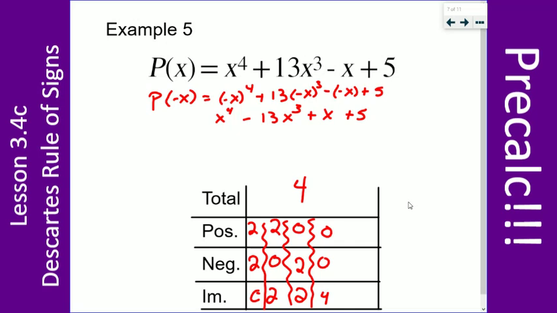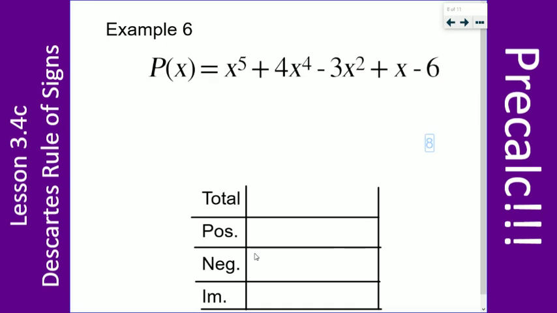Okay? So we want to come up with all those possible sets of solutions. And remember, each of these columns is its own set of solutions. You can't have both of these at the same time. There's never going to be a single function where it has 2 positives, 2 negatives, and 0 imaginaries, as well as 0 positives, 0 negatives, and 4 imaginaries. Each of these is exclusive. One or the other is going to happen. They are not all able to be intertwined.